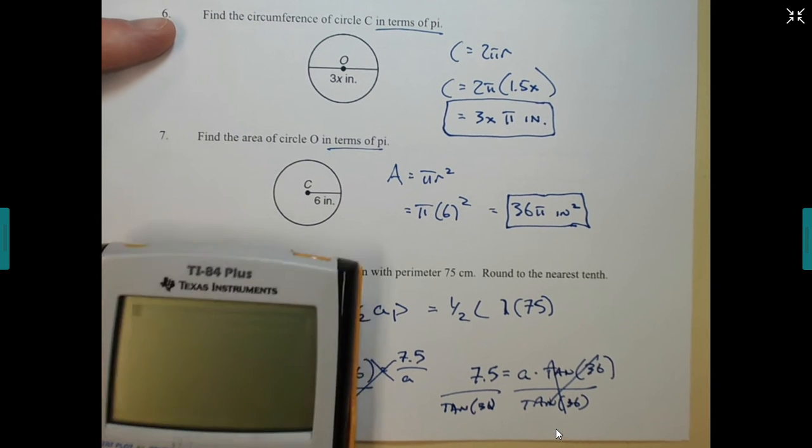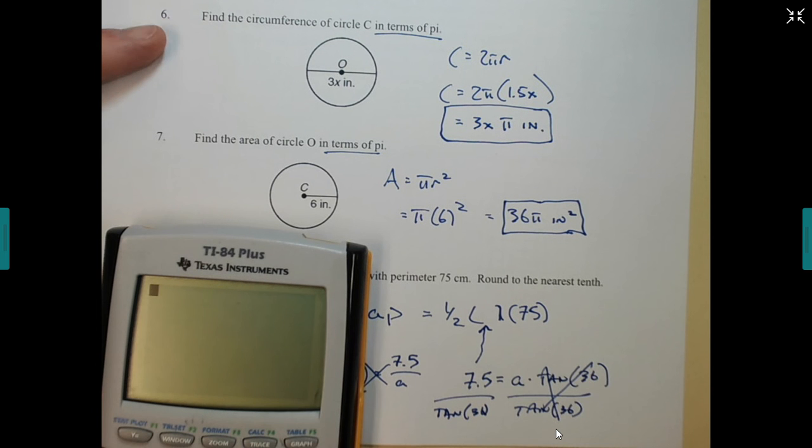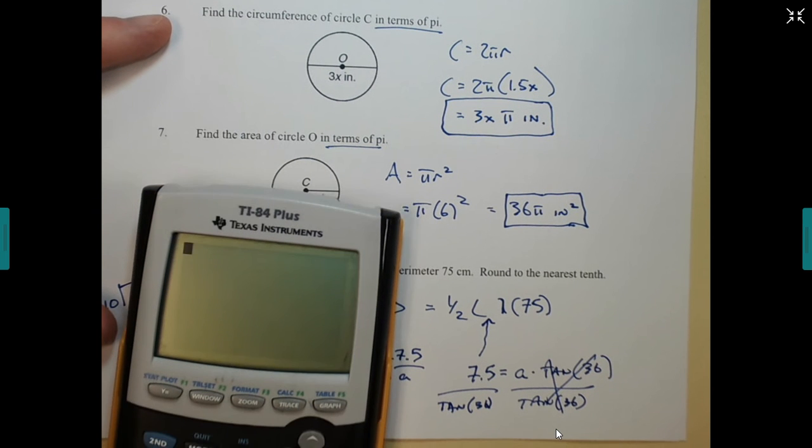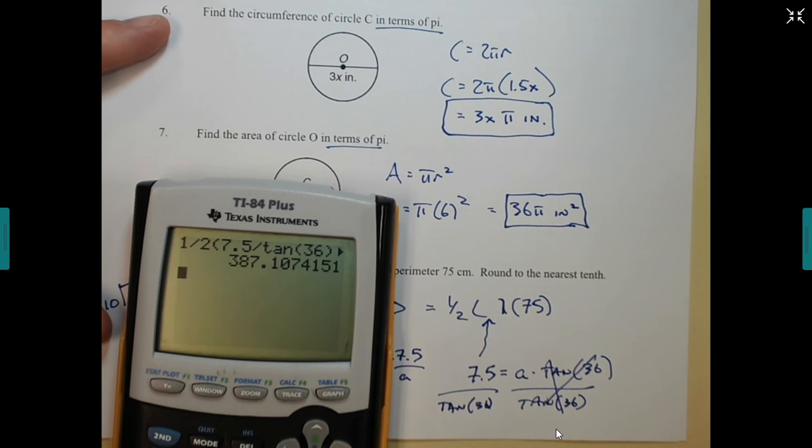Now watch this crazy move. I'm just going to put this whole mathematical equation in here, which is going to give me the apothem. So watch this crazy idea. Here's 1/2. And in parentheses, I can do 7.5 divided by the tangent of 36. And then I can do times the 75. So I haven't had to round at all.